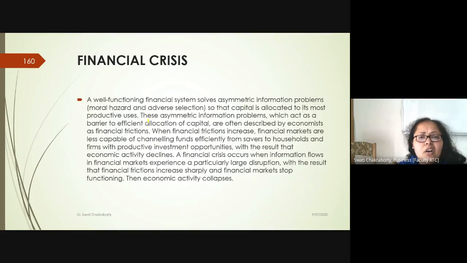Right. A well-functioning financial system can solve asymmetric information problems, that is both moral hazard as well as adverse selection, so that capital is allocated to the most productive uses. These asymmetric information problems act as a barrier for efficient allocation of capital. They are also known as financial frictions. That's how economists talk.